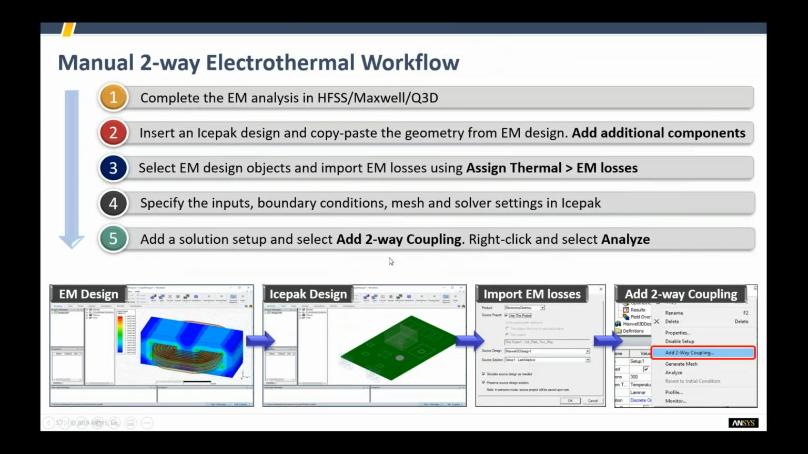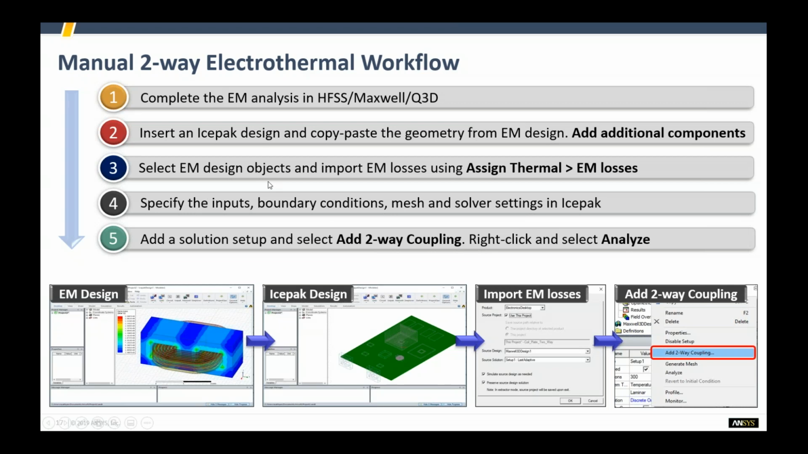So the second approach for this two-way electrothermal would be a manual approach. It requires one more step than the ACT. As with the ACT workflow, we complete the EM analysis in the EM tool. Instead of launching the ACT in this workflow, we insert a new iSpec design and copy-paste the geometry from the EM design. We might need to add some additional components in iSpec as well.